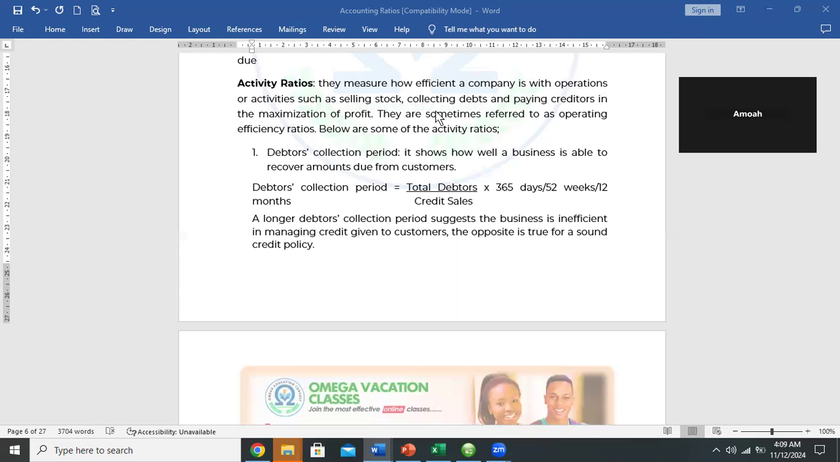So the debtors' collection period measures how long it takes you to collect your debt. And the formula is your total debtors divided by credit sales, multiplied by, because it's a period, you can express it in days, weeks, or months. So in a year, we have 365 days, or 52 weeks, or 12 months. The question would tell you which period to express the debtors' collection period in. If not, then you have the luxury to choose your own metric.